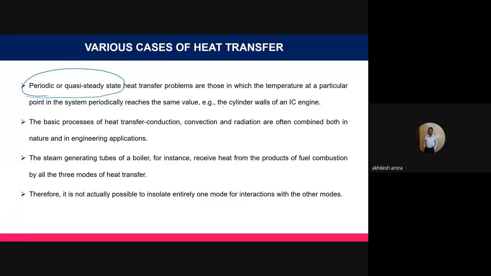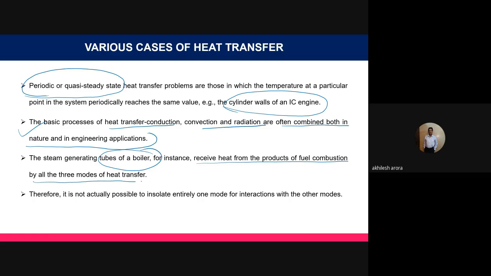For example, in the cylinder walls of an IC engine, the basic processes of heat conduction, convection, and radiation are often combined, both in nature and in engineering applications. I told you about conduction, convection, and radiation, but in most cases these three modes of heat transfer take place simultaneously. For example, boiler tubes receive heat from the products of fuel combustion by all three modes of heat transfer. Therefore, it is not actually possible to isolate entirely one mode of interaction from the other two modes.